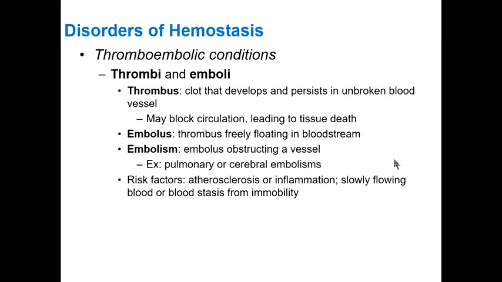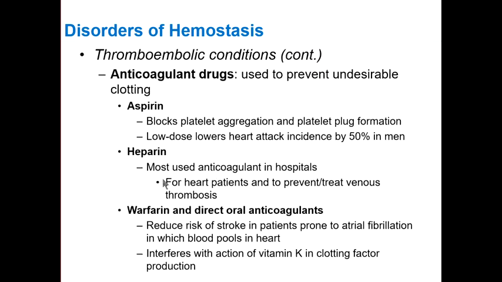Now that embolus will eventually hit some narrower or smaller blood vessels, and it could eventually get plugged somewhere. So that embolus becomes an embolism. Now it's plugging or completely obstructing a vessel. If it happens in the lungs, it's a pulmonary embolism, for example. Risk factors here are atherosclerosis, which is hardening of the arteries, and slow flowing blood, not moving blood, just because someone's immobile for long periods of time. So there are some risk factors on why these processes can occur.